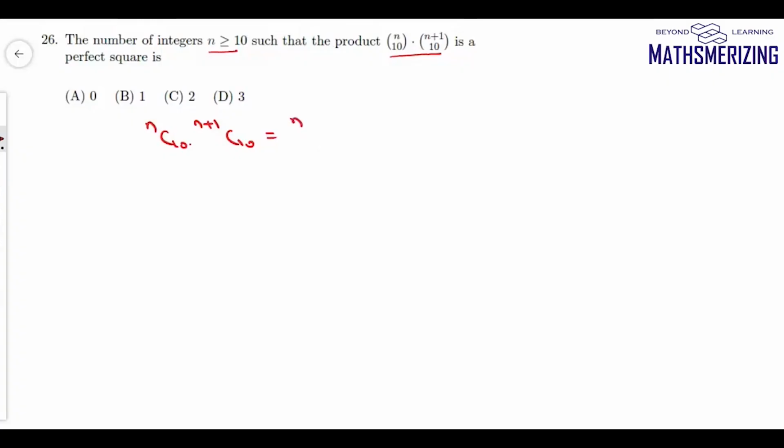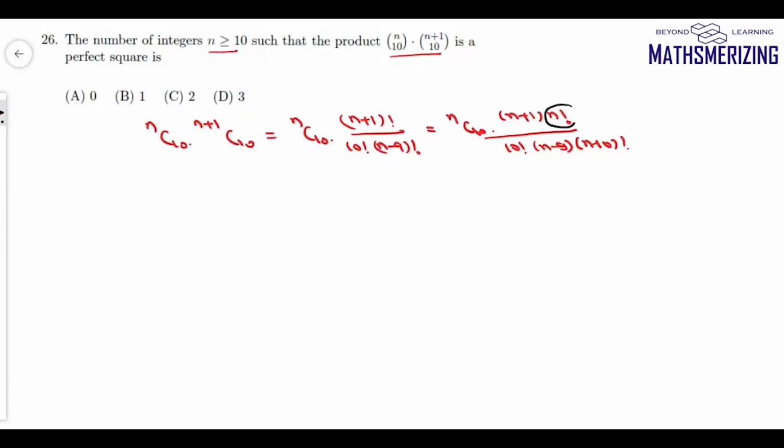So this is nC10 and n plus 1 C10. We can write it as factorial n plus 1 upon factorial 10 and factorial n minus 9. I can also write it as nC10, and this is n plus 1 into factorial n, upon factorial 10, and this is n minus 9 into factorial n minus 10.